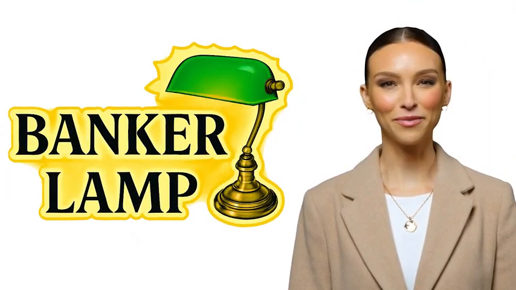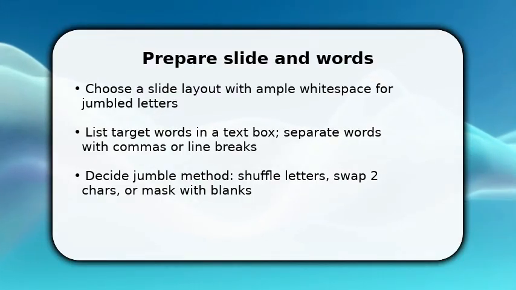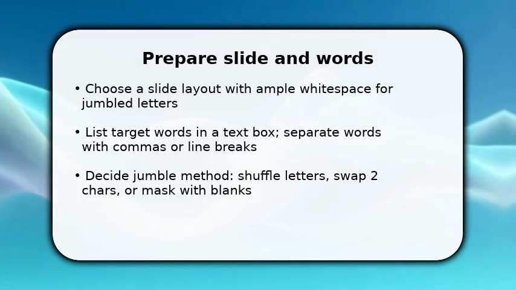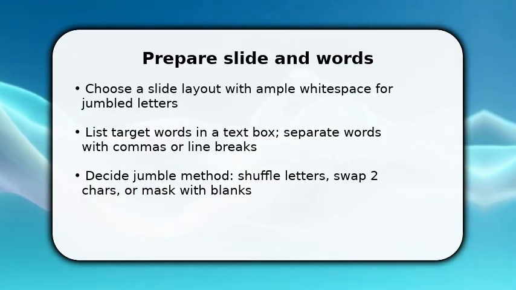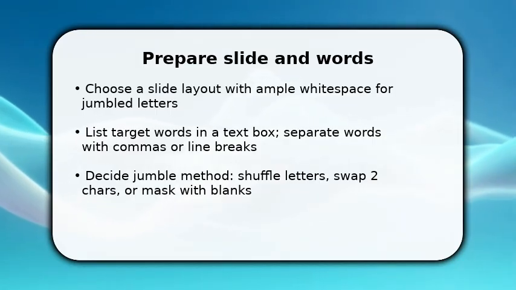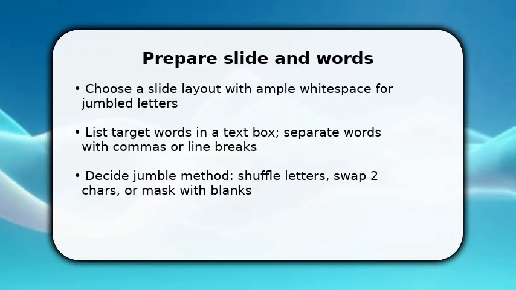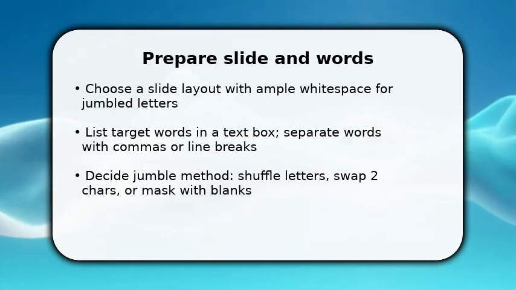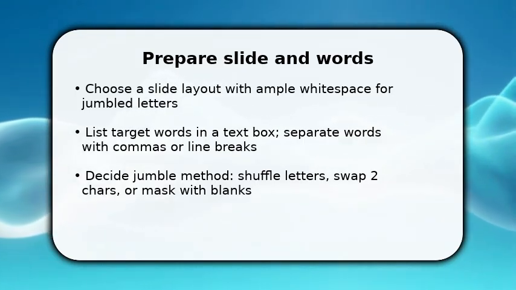Please enjoy the video. You begin by preparing the slide and collecting your words. Open PowerPoint and insert a blank slide. Add a text box and paste the word list you want to jumble. Once done, decide your jumble technique: full shuffle, swap 2 letters, or replace letters with underscores, because that governs later animations. Make sure fonts and sizes are readable. This affects legibility after shuffling.